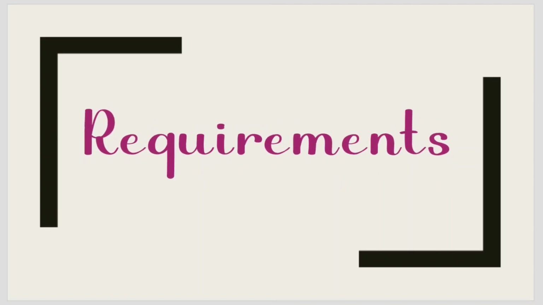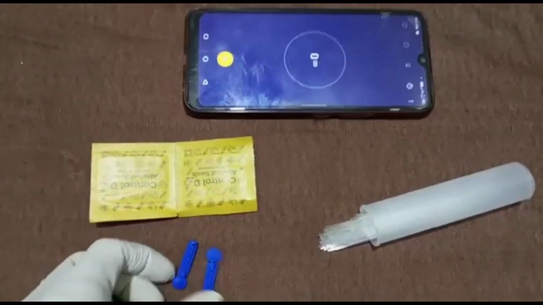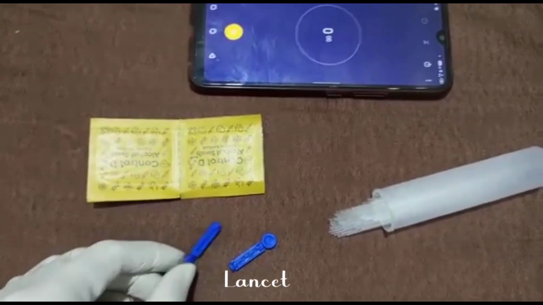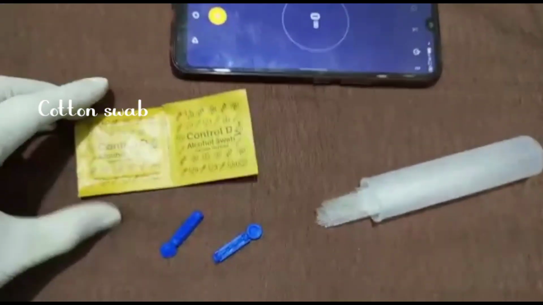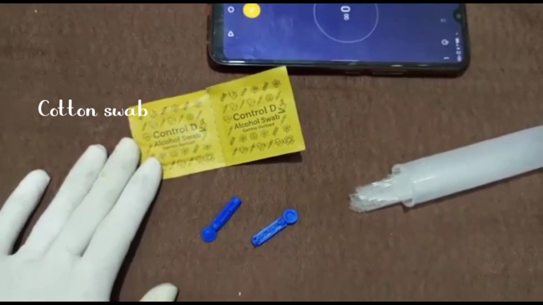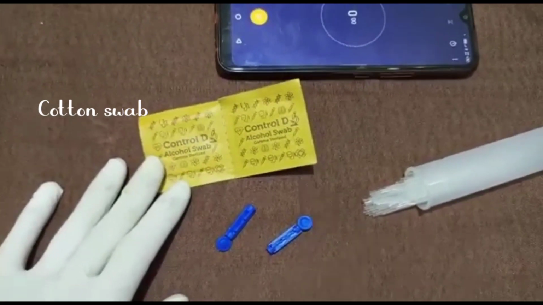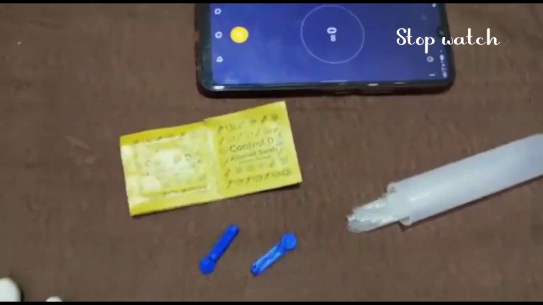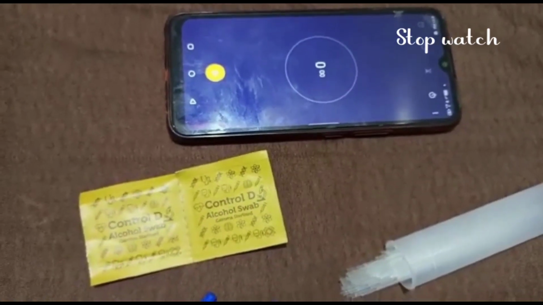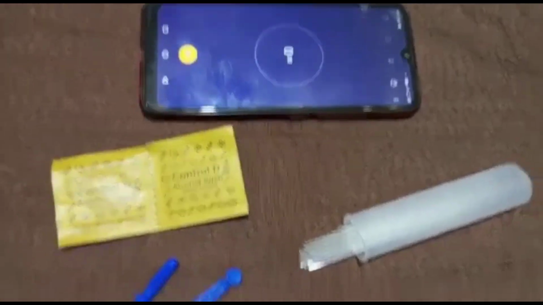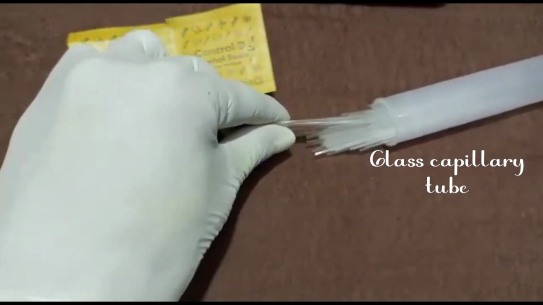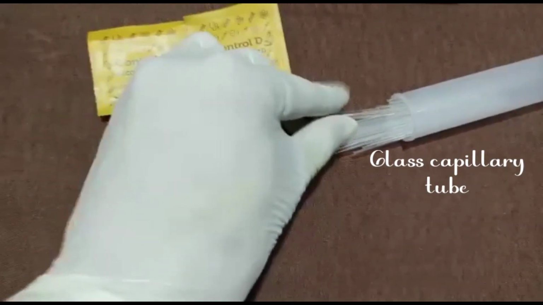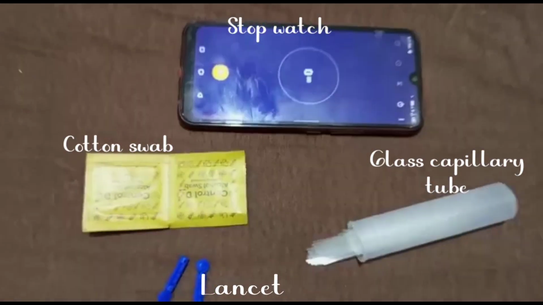Now I am showing you the requirements needed for the clotting time. This is the lancet we will use, and this is the alcohol swab I have purchased from the market, but we can also use 70% alcohol with cotton or spirit. Here I have put my phone for the stopwatch. You can also use a stopwatch which comes in the market. And here I have glass capillary tubes. From this we will perform a clotting time.